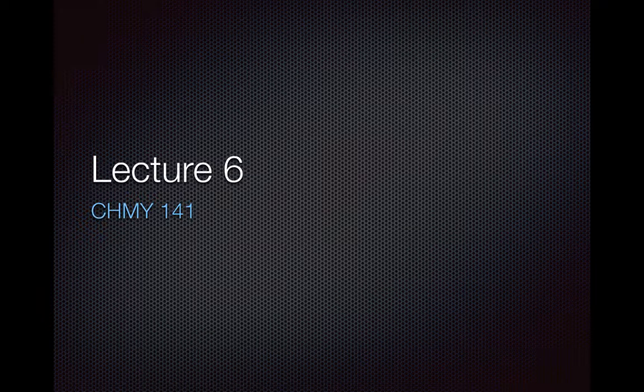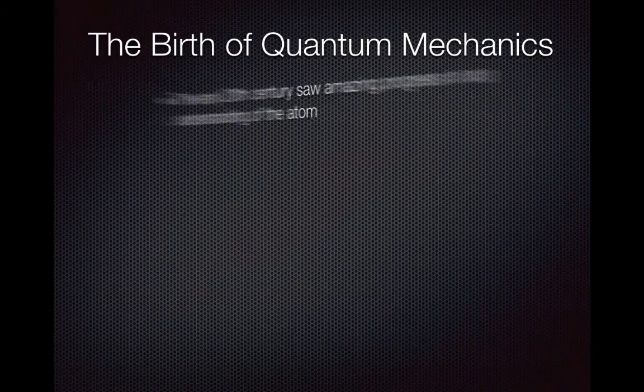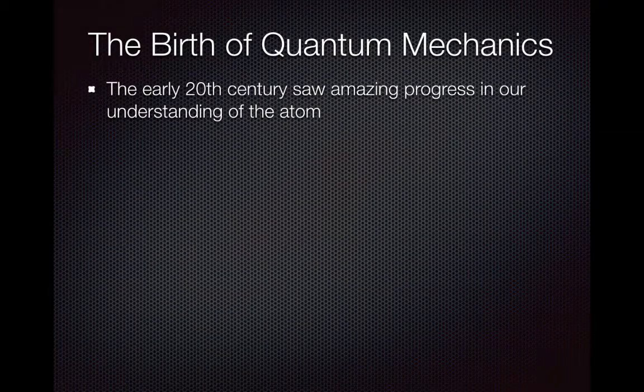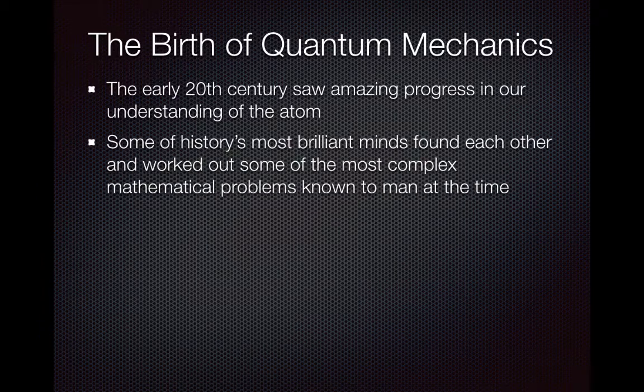Welcome to Lecture 6 for Chemistry 141, and we're going to look at the start of quantum mechanics and really how it all began with light. So you can look at the birth of quantum mechanics in general. If we look back at the early 20th century, the early 1900s, chemistry really evolved as far as our understanding of the atom. And if we look at the names on the equations and the names of the people who were involved with creating our understanding of the atom for the time, they really do represent some of history's most brilliant minds.